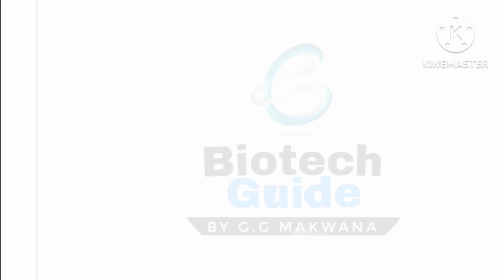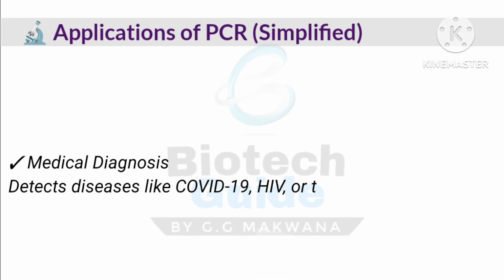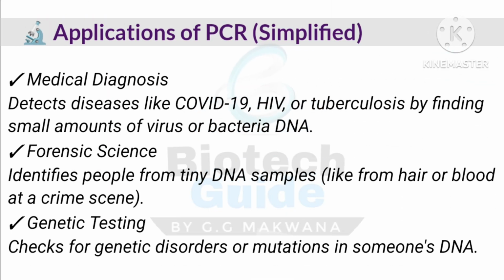Now, applications of PCR. In medical diagnosis, it detects diseases like COVID-19, HIV or tuberculosis by finding small amounts of virus or bacterial DNA. Forensic science identifies people from tiny DNA samples, like from hair or blood at a crime scene. Genetic testing checks for genetic disorders or mutations in someone's DNA, like RFLP, restriction fragment length polymorphism. This is also a kind of genetic testing.